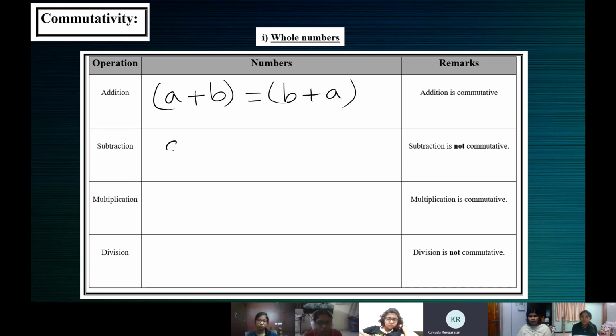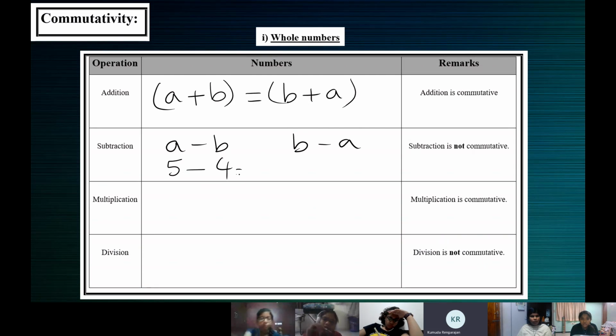Now, do you think A minus B will be equal to B minus A? No, ma'am. You'll ask me, who are these A and B? Whole numbers. A is a whole number, B is a whole number. If you subtract them in any order, will you get the same answer? No. Supposing 5 and 4, when you subtract, what answer do you get? 1. But when you subtract 4 and 5, you get minus 1.